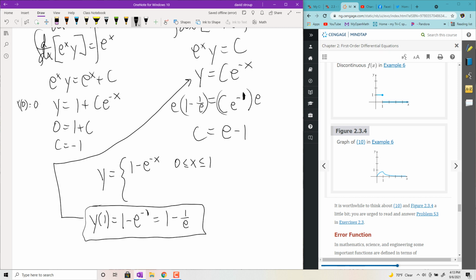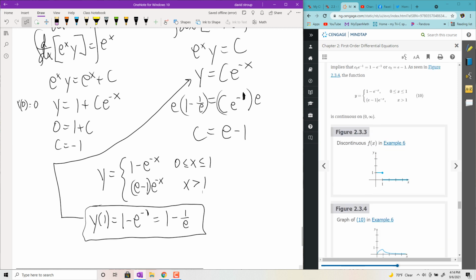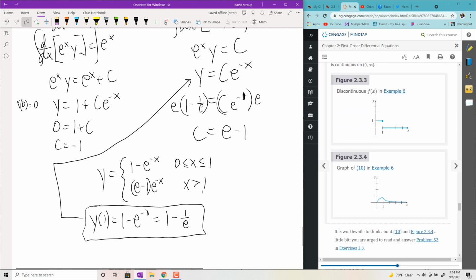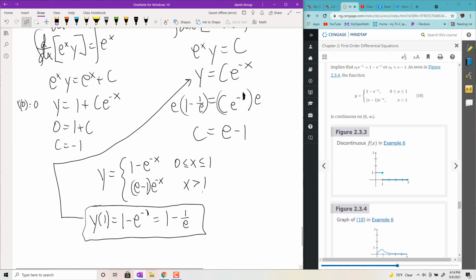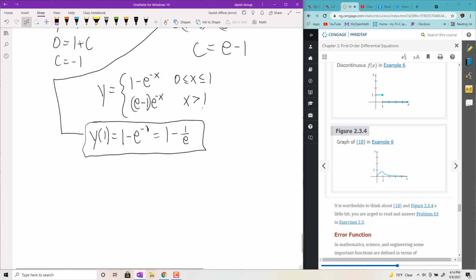And now I can write up my second piece of my solution with this constant. So it'll be e minus 1 for c, and then e to the negative x when x is greater than 1. And that will be continuous on the interval from 0 to infinity.